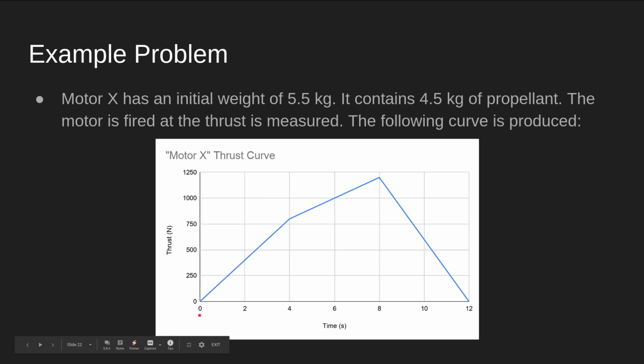So you can see, it starts off with no thrust, then as it picks up pressure, it goes up around t equals 4 seconds. We have 800 newtons of thrust. Then we go up to 1200 newtons at 8 seconds, and then the motor dies off, runs out of propellant, and then goes to zero thrust.